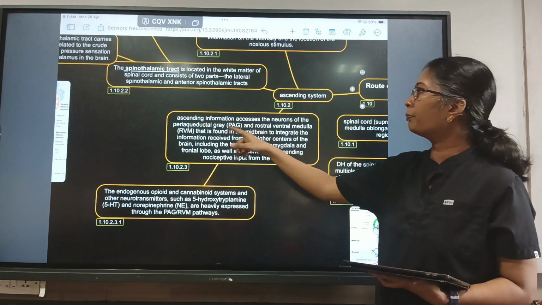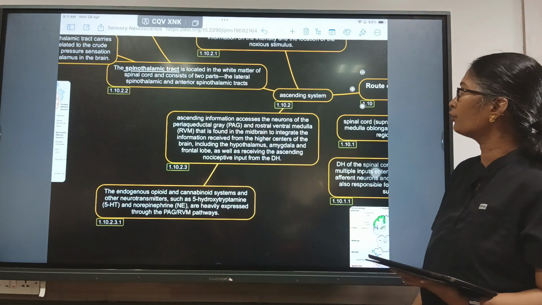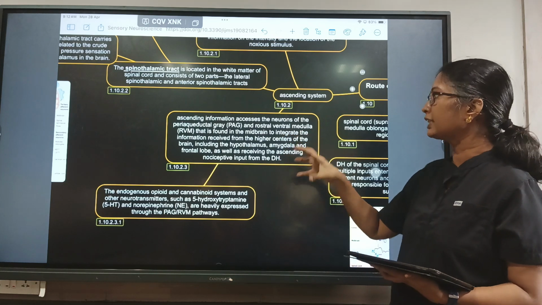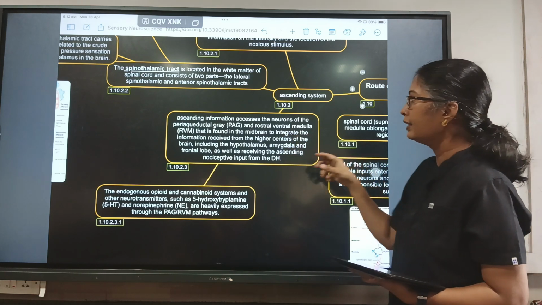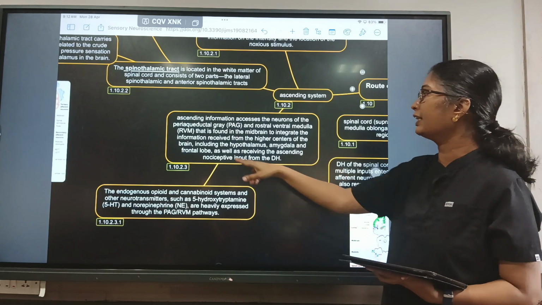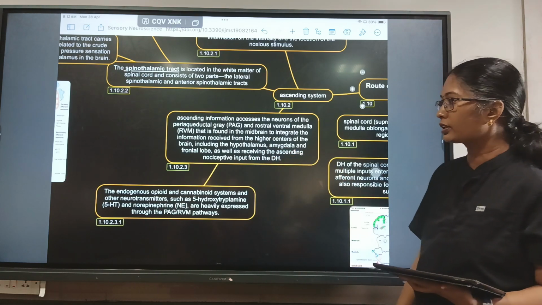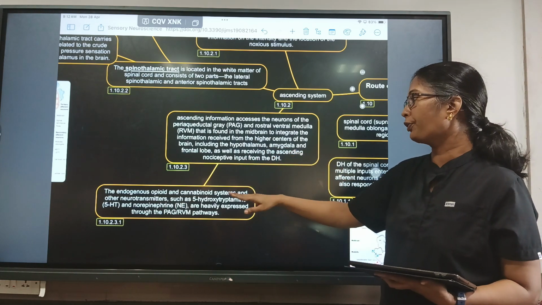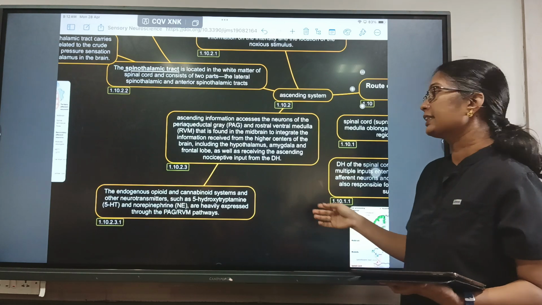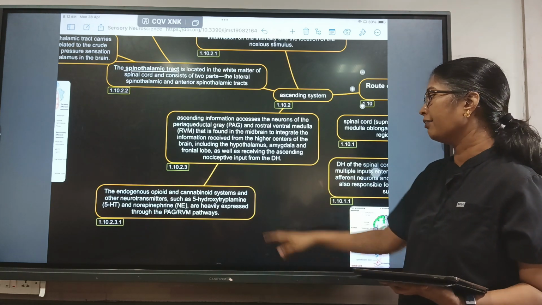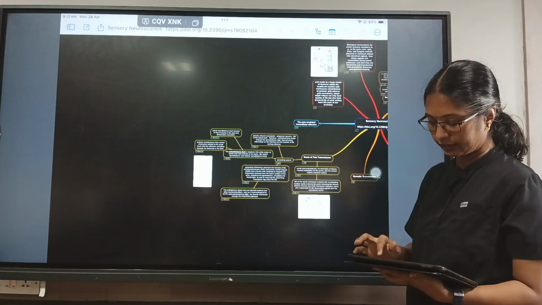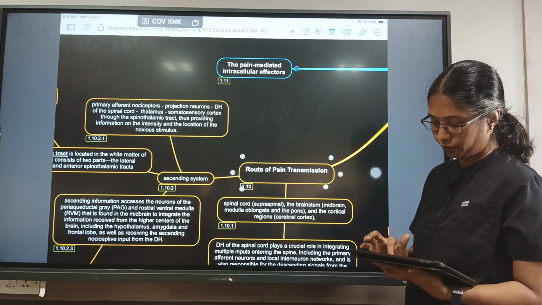The neurons of the periaqueductal gray matter and rostroventral medulla, found in the midbrain, integrate the information received from the higher centers of the brain, including the hypothalamus, amygdala and frontal lobe, as well as receiving the ascending nociceptive input from the dorsal horn. The endogenous opioid and cannabinoid systems and other neurotransmitters such as 5-HT and norepinephrine are heavily expressed through the PAG or RVM pathways. So these are the routes of transmission.